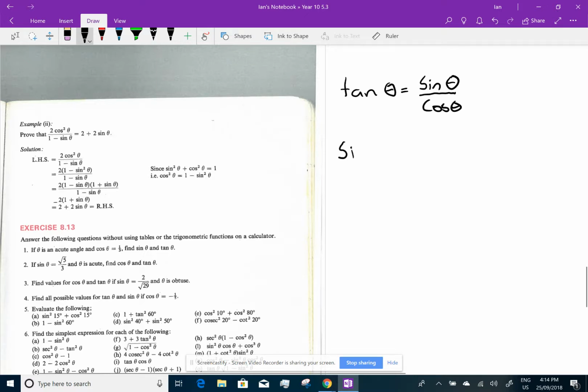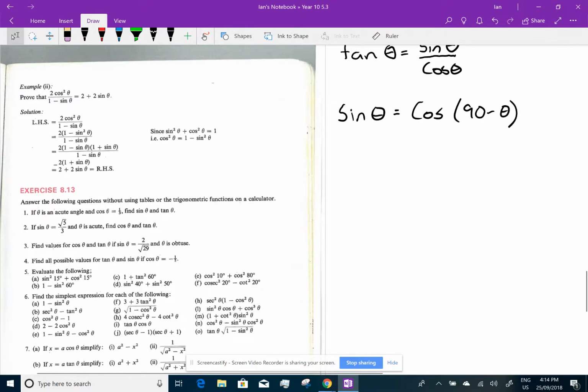That sine of theta equals cos of 90 minus theta. That's going to be useful. And the main one, sine squared theta plus cos squared theta equals 1.